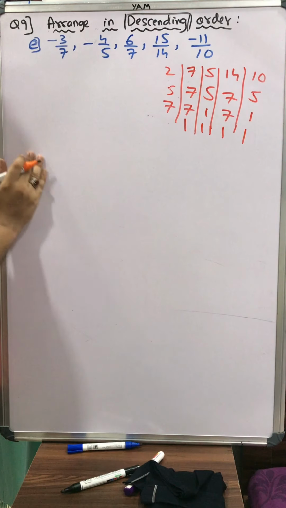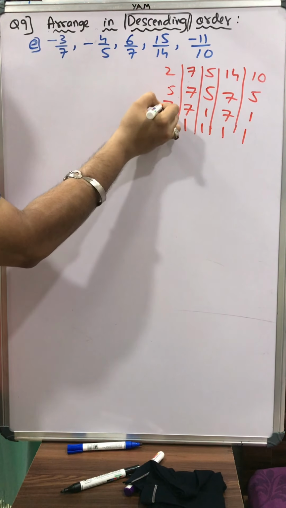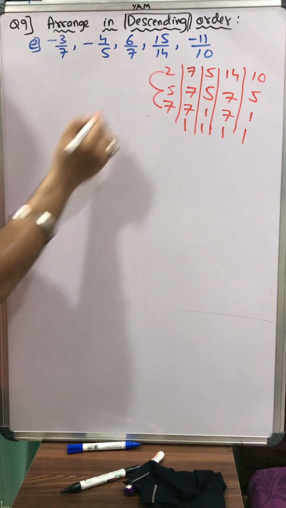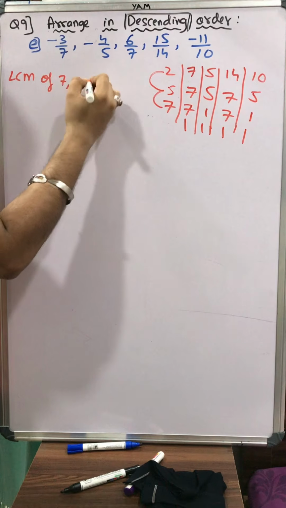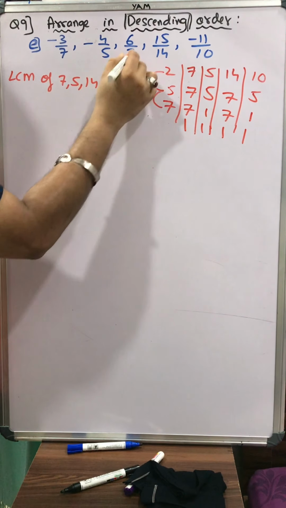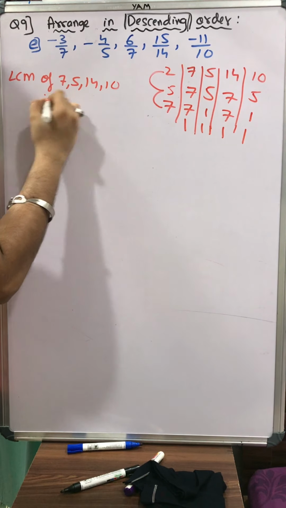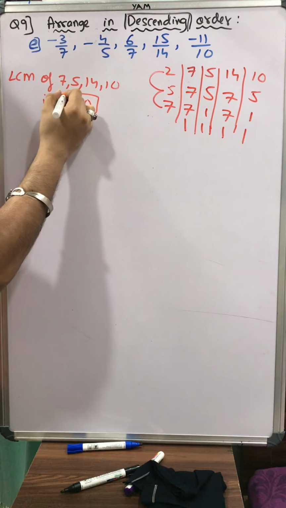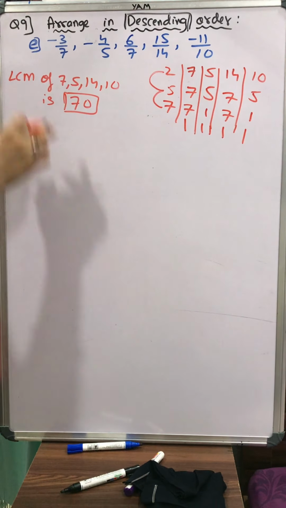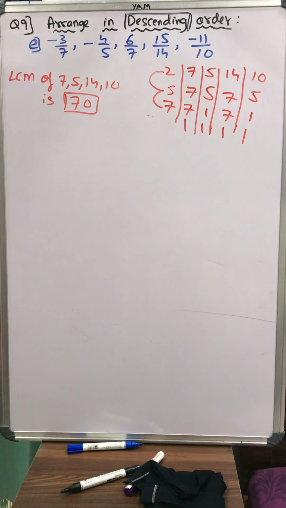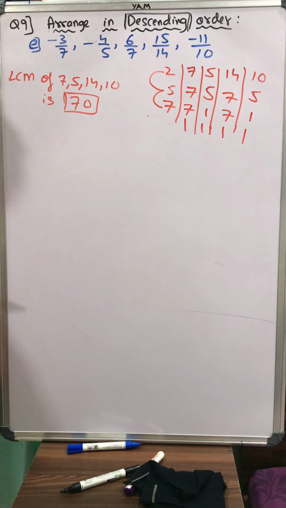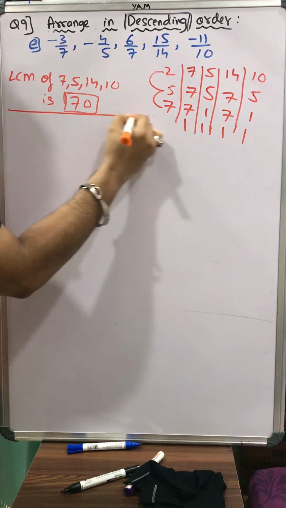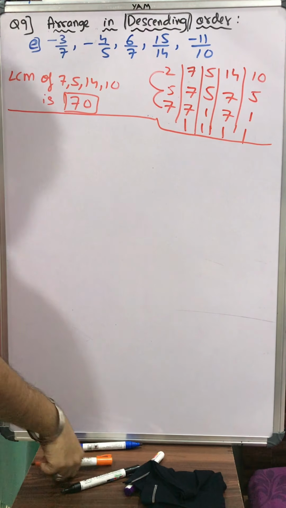So students, tell me, what is my LCM? 7 5s are 35 and 35 2s are 70. So I'll say LCM of 7, 5, 14, 10 is 70. LCM is 70. That means I will make all the denominators 70. Okay, so let's start now. Let's start the procedure very quickly.